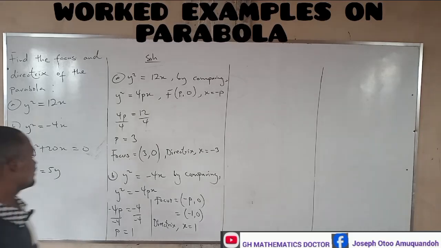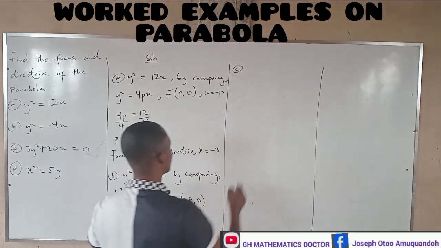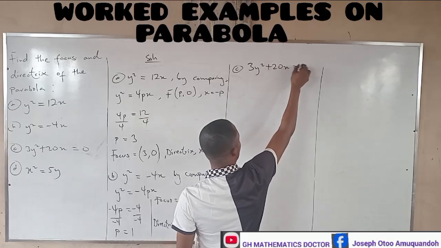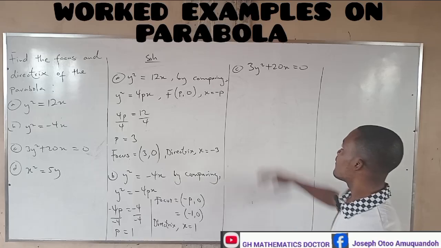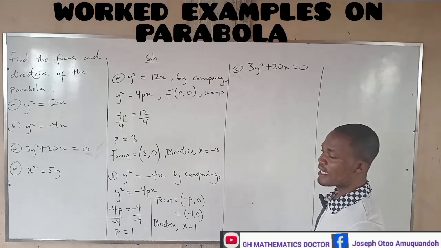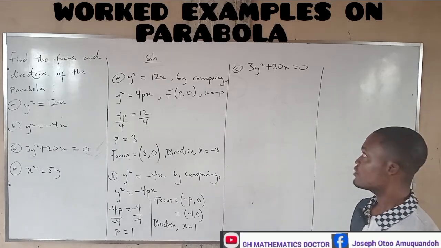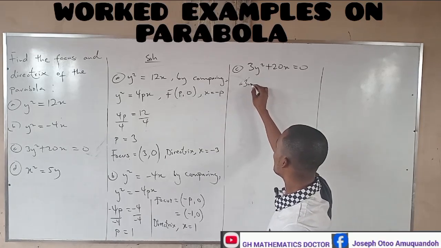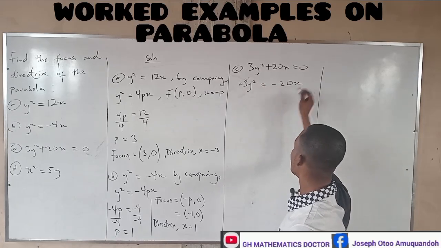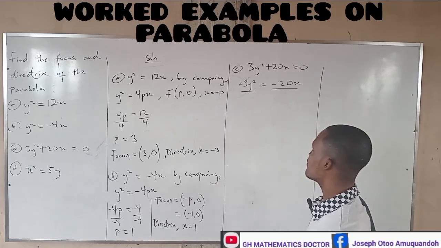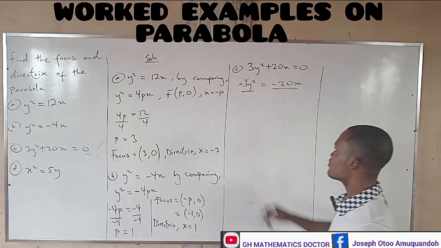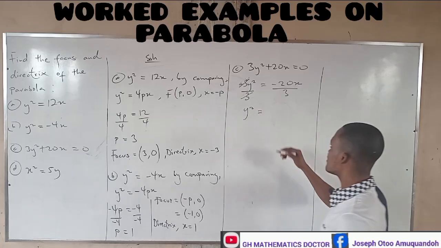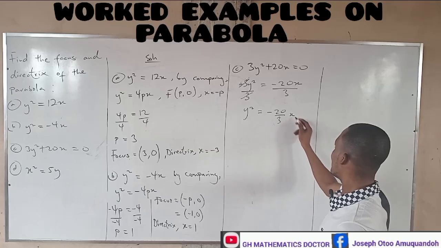Then we have the next question that says 3y squared plus 20x equal to 0. So you have to arrange this equation into the standard form before you can solve. So by making y squared the subject, 3y squared equal to negative 20x. And always make sure the coefficient of the variable squared is always 1. So we need to divide both sides by this coefficient. And now y squared is equal to negative 20 over 3 x.